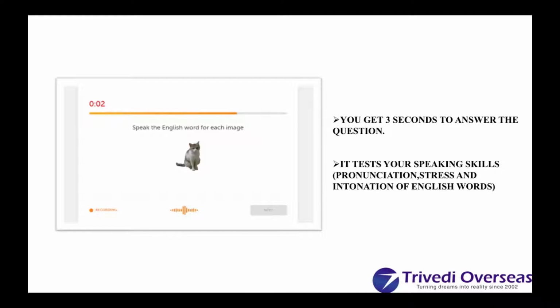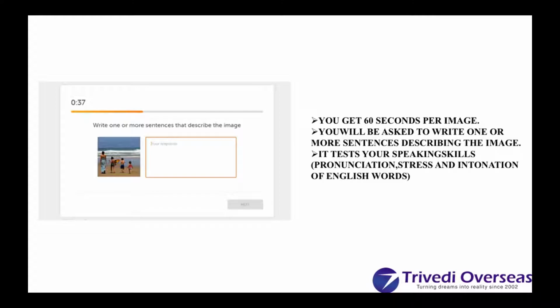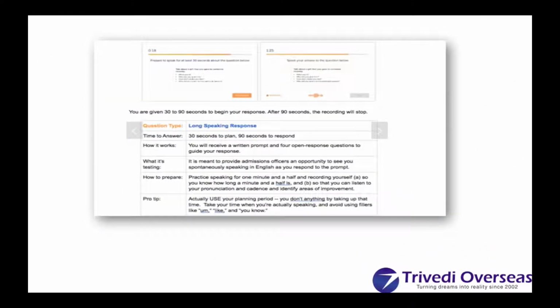Next, you have to write 1 or more sentences that describe the image, and in a way your writing skills will be tested. So here, this is the time to answer. It's given clearly that you have 30 seconds to plan and 90 seconds to respond. You will receive a written prompt and 4 open response questions to guide your response. So whole detail is given of how you can proceed with this question.